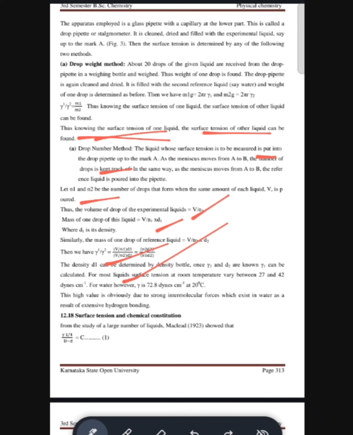For most of the liquids, surface tension and chemical constants are related by sigma to the power 1 by 4 divided by (D minus d) equals C. C is nothing but the constant, sigma is the surface tension, D is the density of the liquid and d is the density of the vapor at the same temperature.